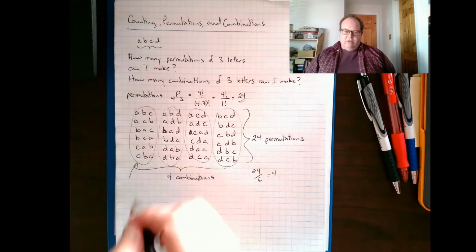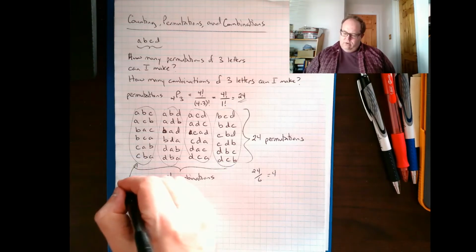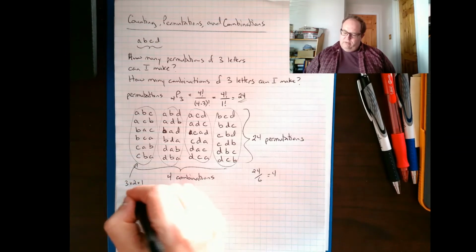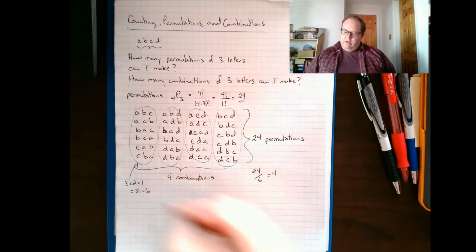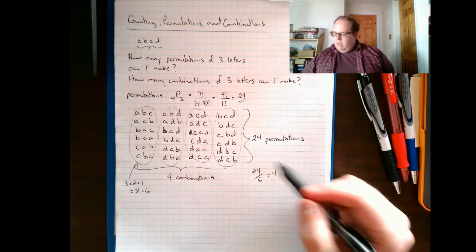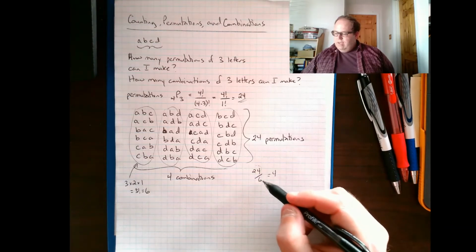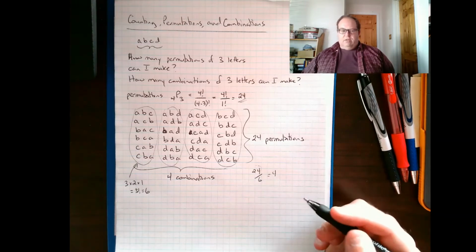But why 6? Because how many ways are there to arrange these 3 letters? 3 ways to pick the first one, 2 ways to pick the second, and 1 way to pick the third, or 3 factorial, or 6. So what I have to do is take the total number of permutations and divide it by how many permutations of the group there are.